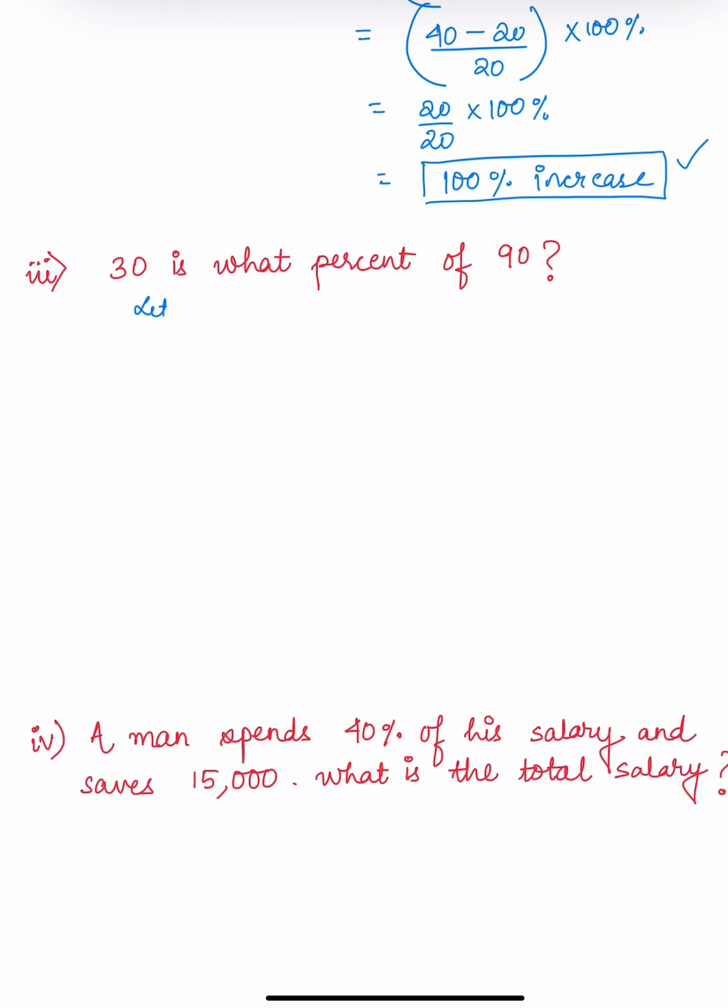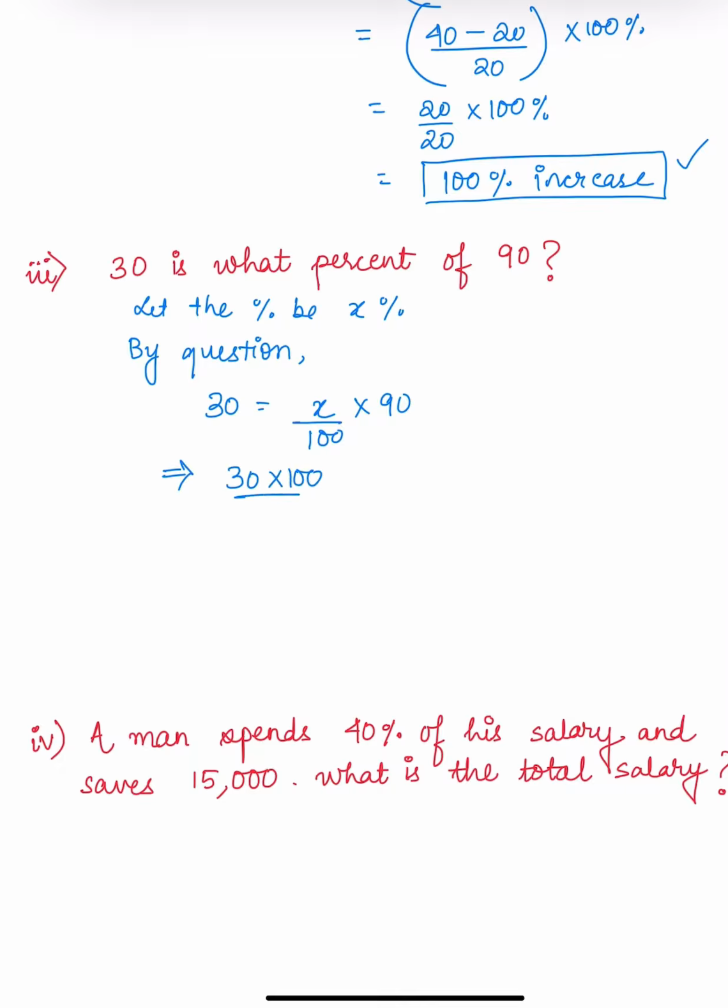The third type of question is, 30 is what percent of 90? Let the percent be x percent. Now by equation, 30 is x by 100 of 90. This is a simple algebraic equation. So 30 into 100 by 90 will be x. So that is 3. So x basically will be 100 by 3%. So that is 33.33%. So the value of x is 33.33%.